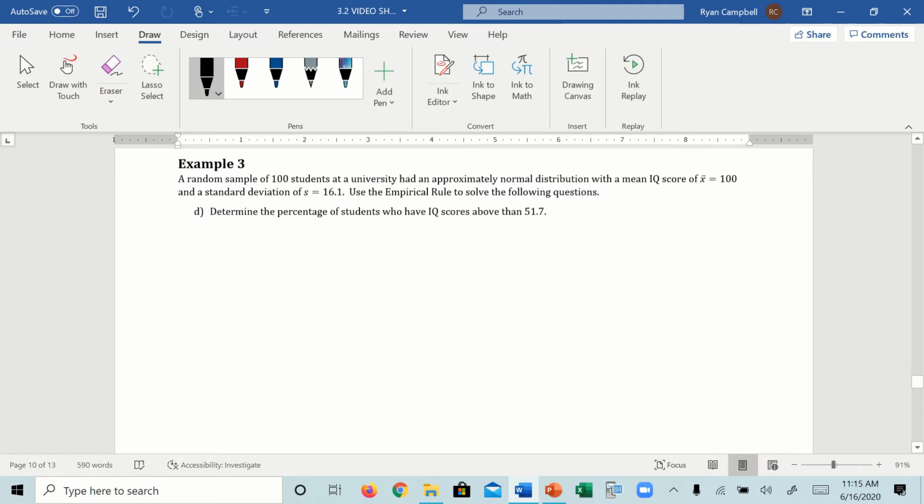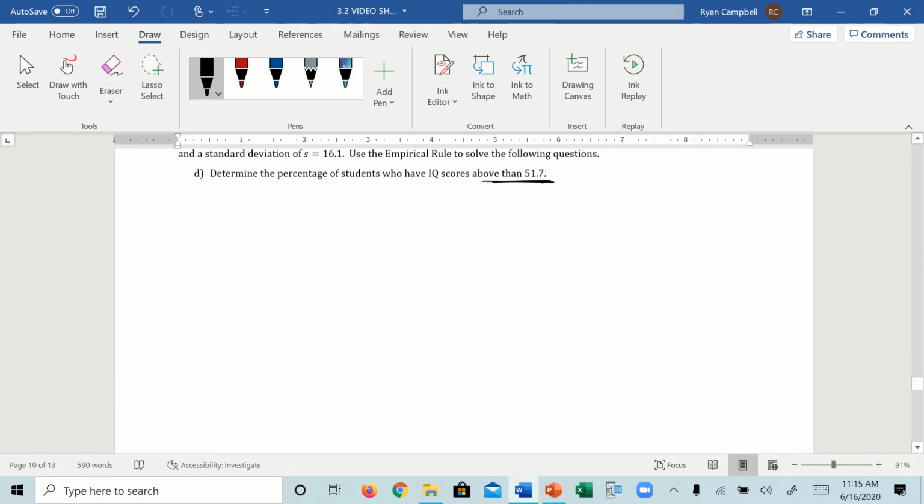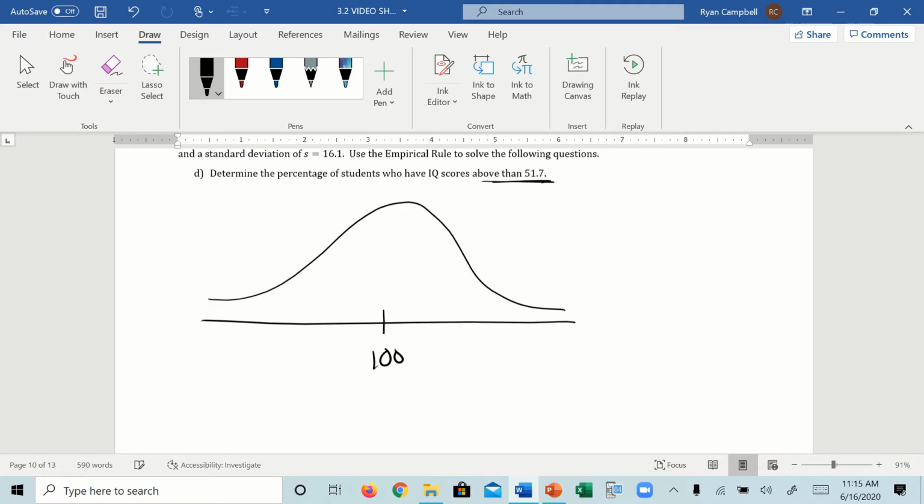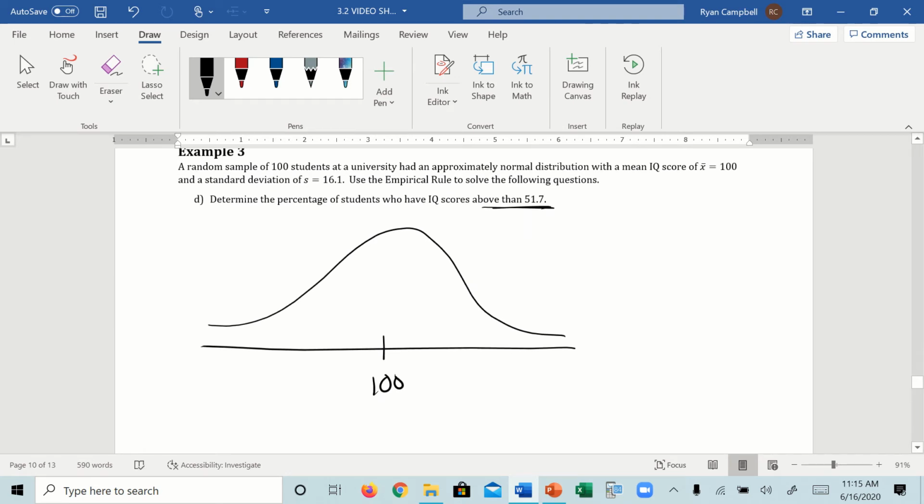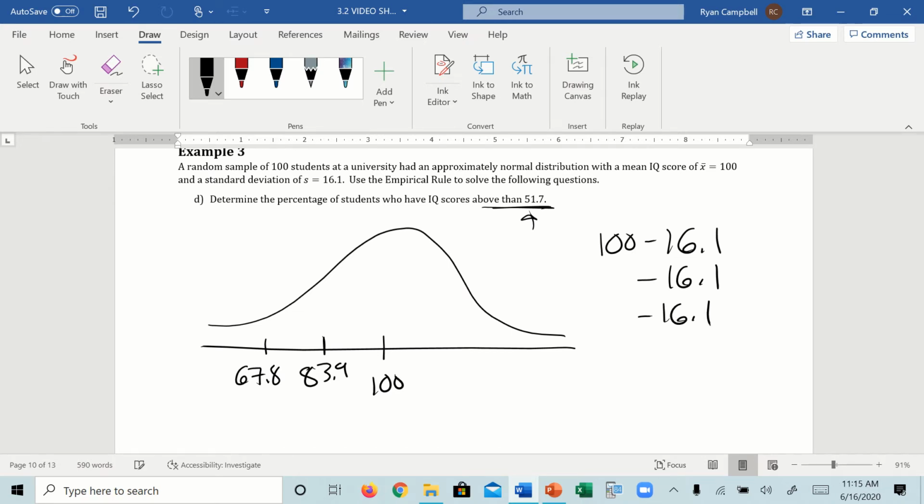So now let's look at what about the IQ scores above 51.7? So we got 100. Well, we know this is less than that, so let's subtract a standard deviation. When we subtract a standard deviation, we get 83.9. That's not what we're looking for. So let's subtract another standard deviation. We get 67.8. That's not what we're looking for. So let's subtract a third standard deviation. We get 51.7. So that's 3 standard deviations below.